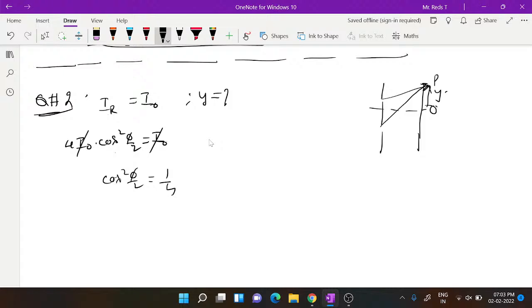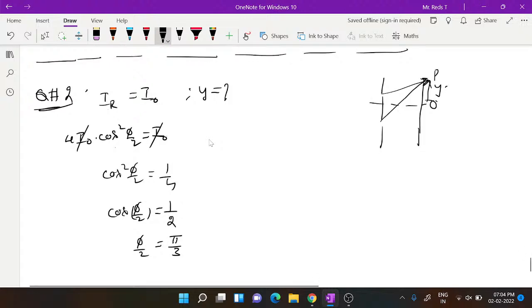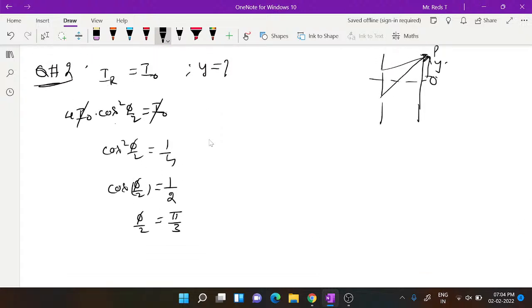4 comes here, and hence cos phi by 2, if you write square, if it's on this side, it becomes 1 by root 4. It is 1 by 2. So cos phi by 2 is equal to 1 by root 4, which is 1 by 2. So phi by 2 is equal to, for what angle will you get 1 by 2? For cos 60 degrees. 60 degrees in terms of pi radians, you can write it as pi by 3. So phi by 2 is pi by 3 radians. Then phi is equal to 2 pi by 3 radians.